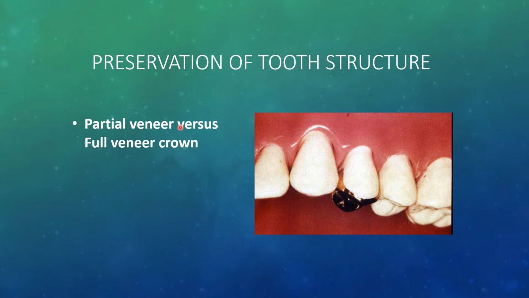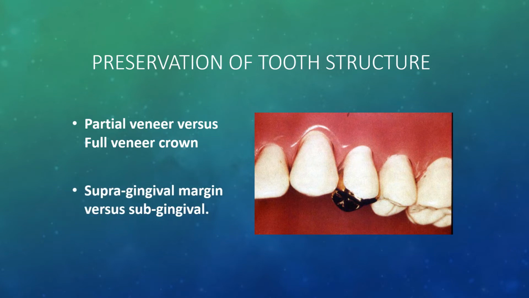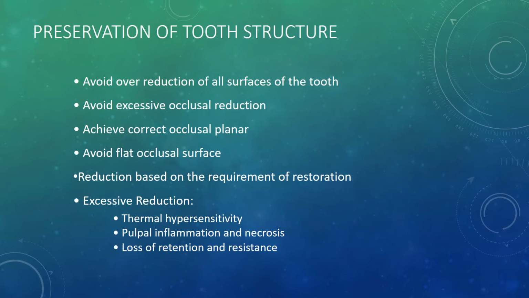Coming to the partial veneer versus a full veneer crown. You can do either a partial veneer or a full veneer crown, and that can be decided according to the tooth structure. Coming to a supragingival and a subgingival margin, there are indications when you can give a supra or a subgingival margin. Usually we are trying to keep the margin supragingival.